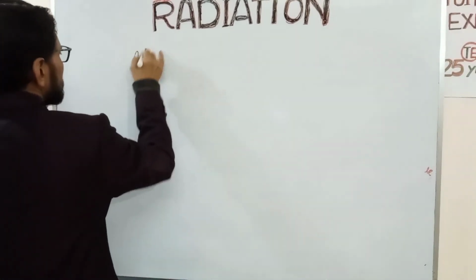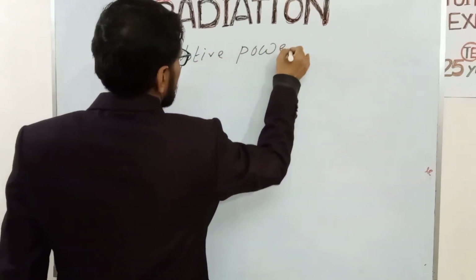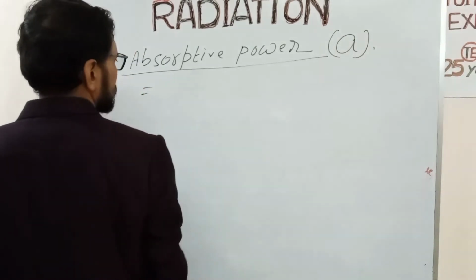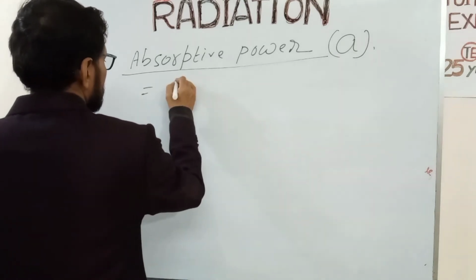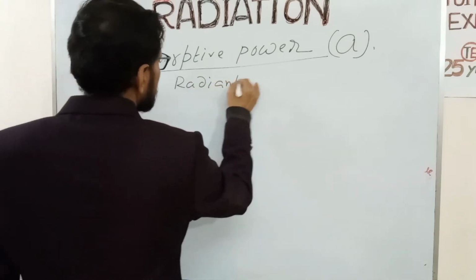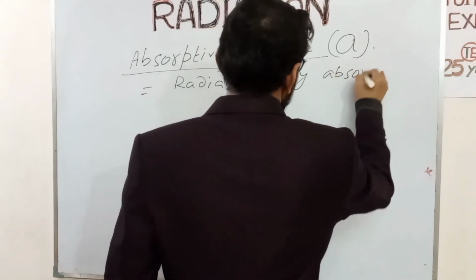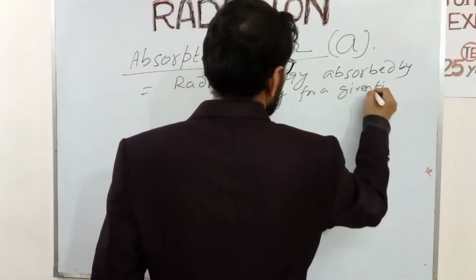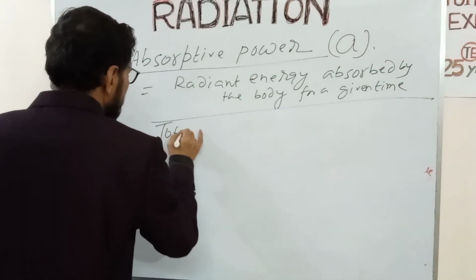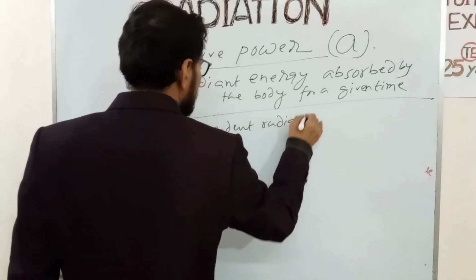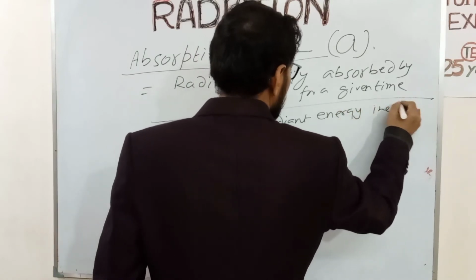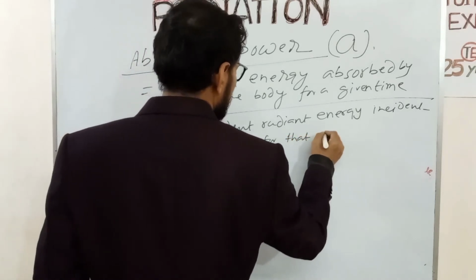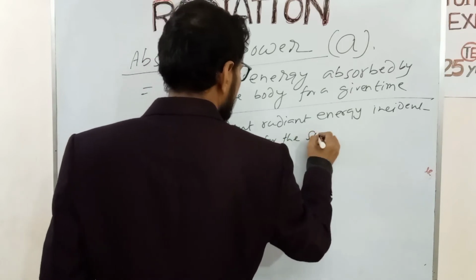Now the next term is absorptive power. Absorptive power is defined as the radiant energy absorbed by the body for a given time to the total incident radiant energy incident on the surface for the same interval of time.